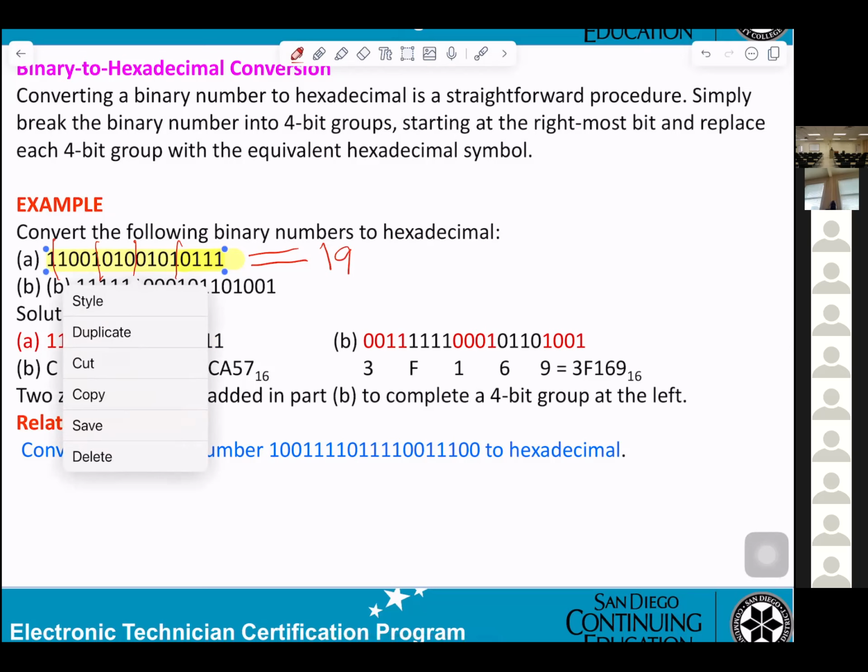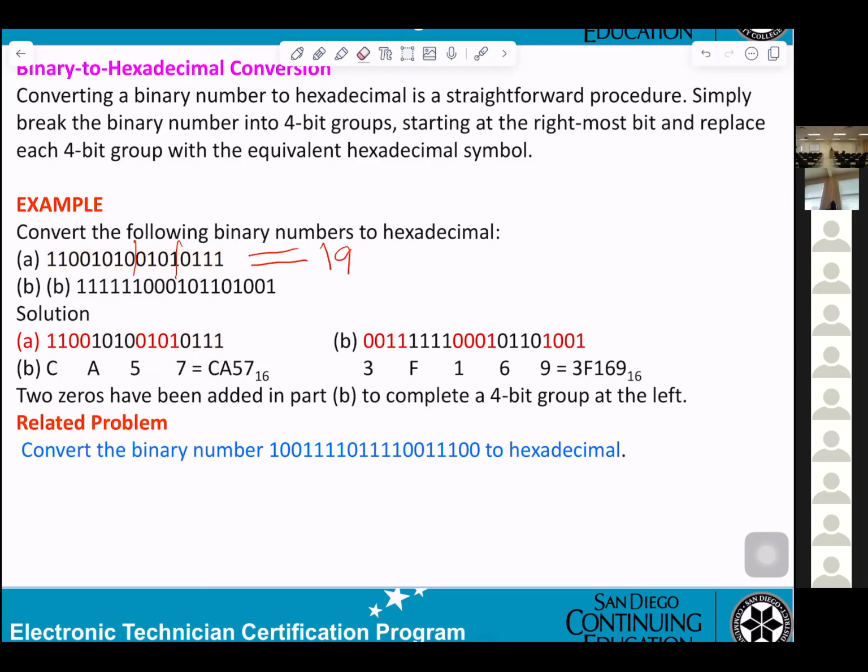Okay. I have to make sure we get the right selection. 1, 2, 3, 4. 1. 1, 2, 3, 4. 2. 1, 2, 3, 4. A. 2, 3. Okay. So now the first one here, 1, 1, 0, 0. What is it?